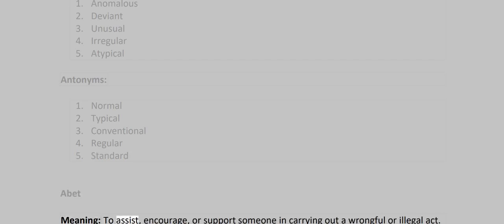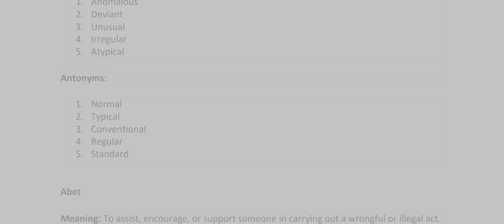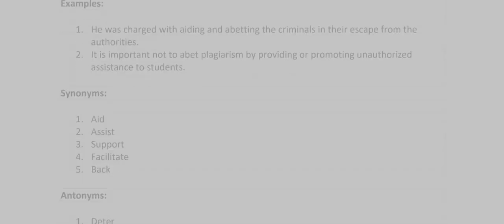Abet. Meaning: to assist, encourage, or support someone in carrying out a wrongful or illegal act. Examples: 1. He was charged with aiding and abetting the criminals in their escape from the authorities. 2. It is important not to abet plagiarism by providing or promoting unauthorized assistance to students.